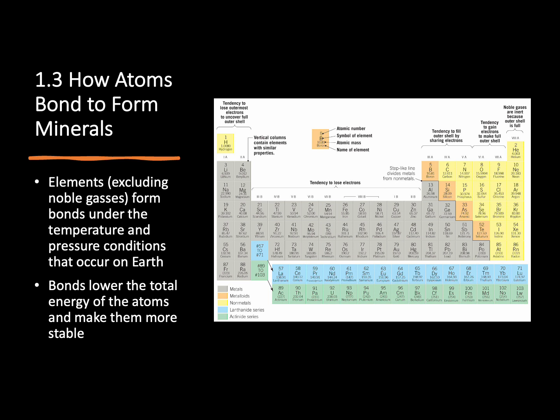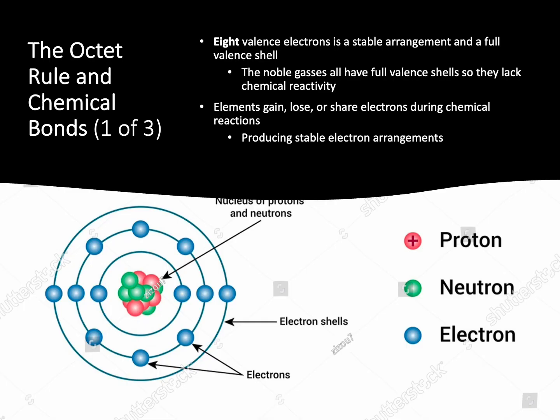And all atoms are trying to be stable. They're trying to have 8 electrons in their outermost shell. This is something that's called the octet rule. And it's just, again, 8 electrons in that outermost shell of the electron cloud makes it a full shell. And then it's chemically stable. It lowers the energy needs of that atom.